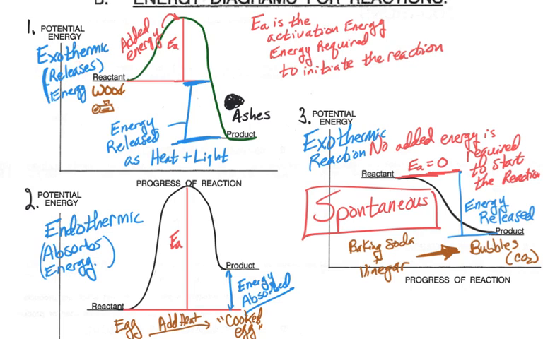Example 1, wood burning, is an example of one that is not spontaneous because you had to add energy, light it with a match, do something to it to get it started. Once it started, then it gave off more energy. But in the case of baking soda and vinegar, we see that they react immediately upon contact, and that is a spontaneous reaction.